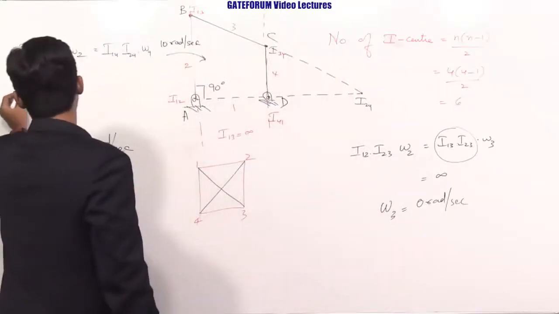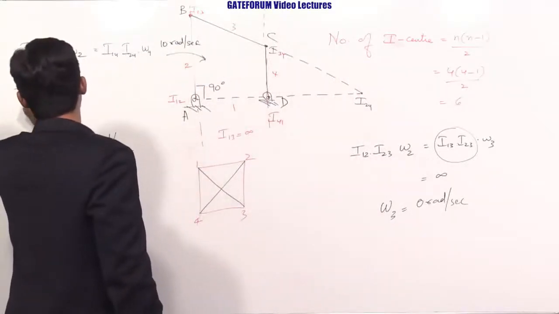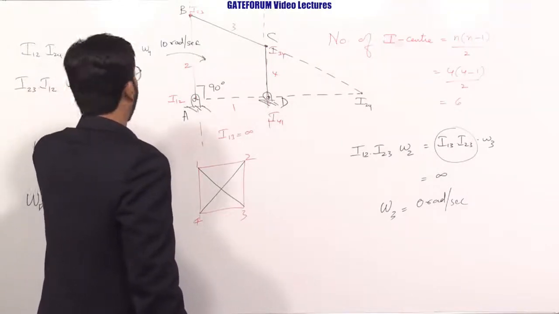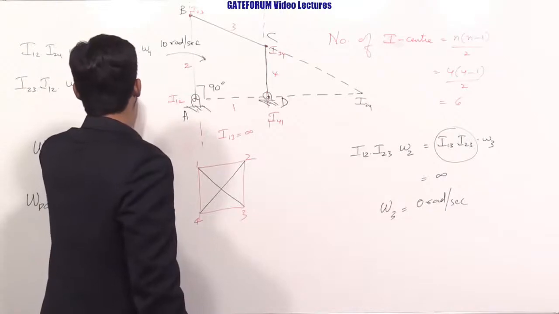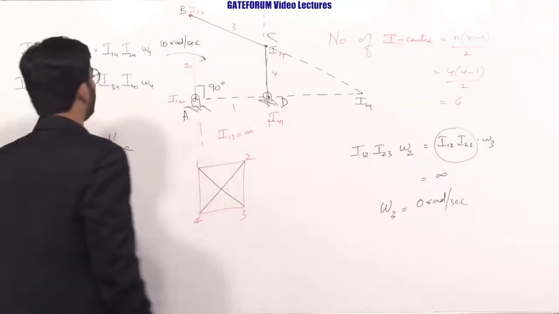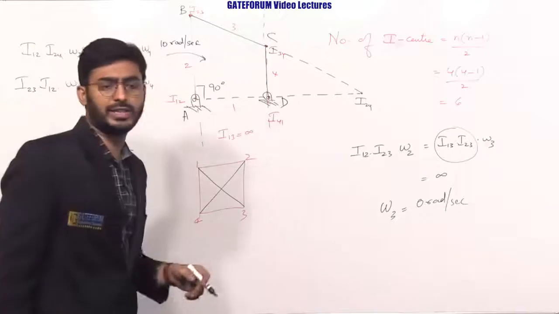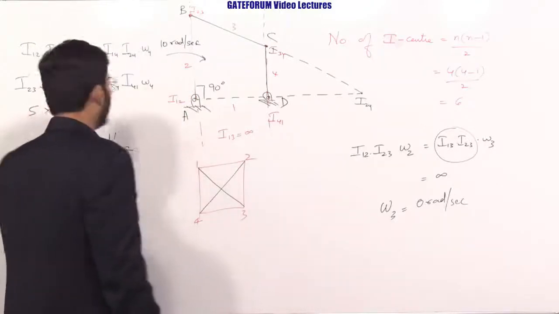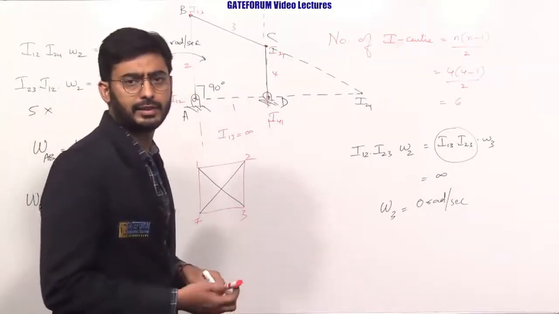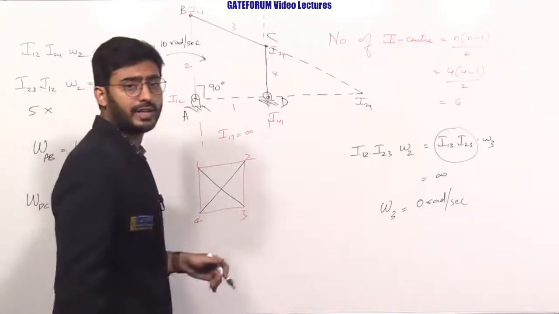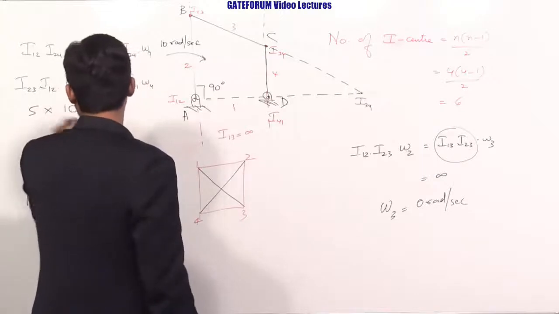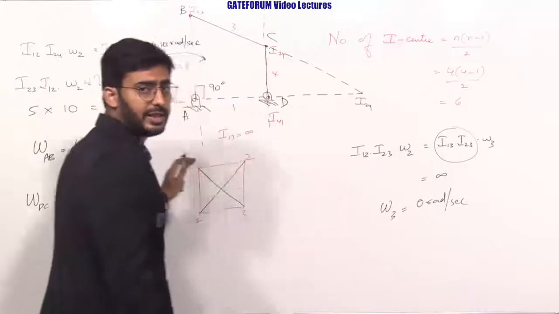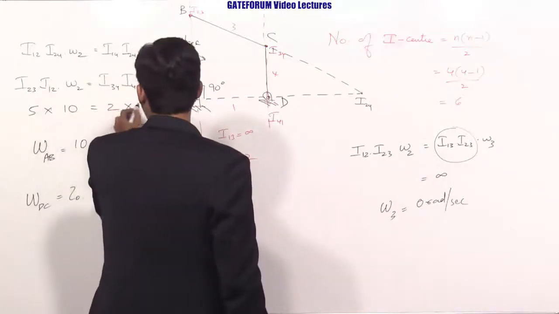So here I can rewrite this as I12 I23 into omega 2 is equal to I34 I14 into omega 4. The length of I12 I23, that is the length of AB, is given as 5 centimeters, and the angular velocity omega 2 is given as 10 radians per second. I34 I14, that is link DC, is 2 centimeters, into omega 4.